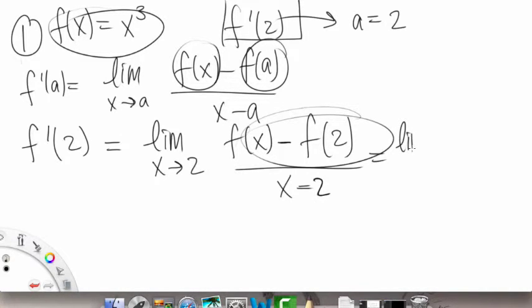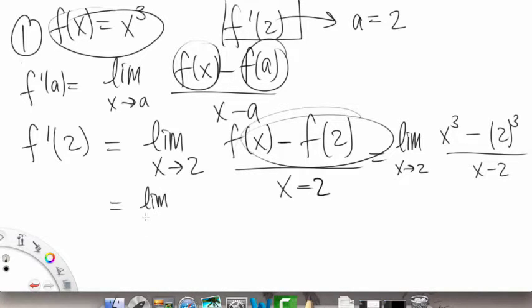So what we'll have is the limit as x approaches 2 of f of x, which is just x to the third, minus f of 2, so if we plug in a 2 for x, we get 2 to the third, and this is over x minus 2. Okay, so if we keep working with this, we get the limit as x approaches 2 of x to the third minus 2 to the third, that's a difference of cubes, right?